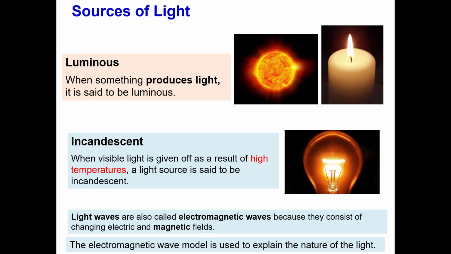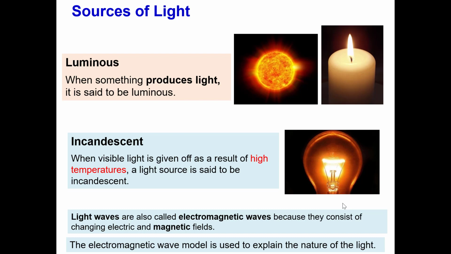There are two different kinds of sources of light. The objects can be luminous or incandescent. An object is luminous when it produces its own light, for example, the sun or a candle. An object is incandescent when visible light is given off as a result of high temperature. One example is the incandescent light bulb.